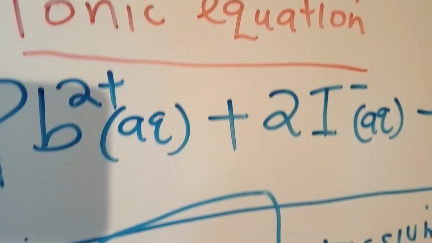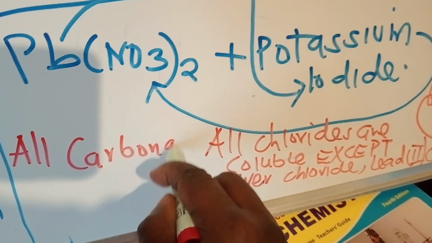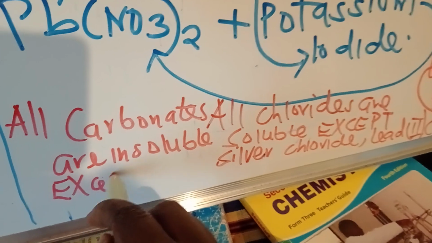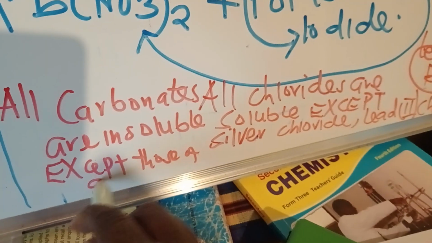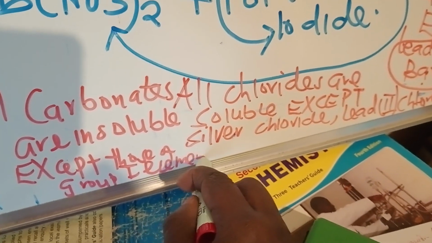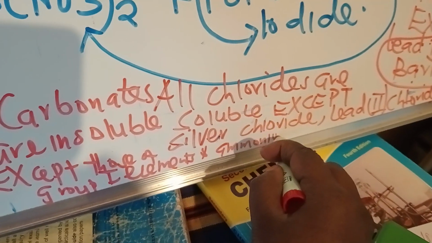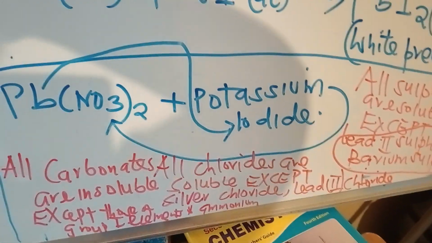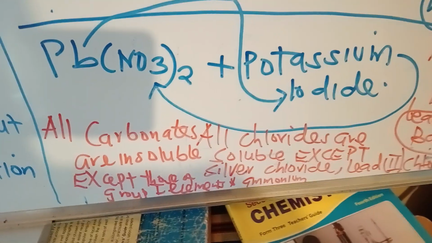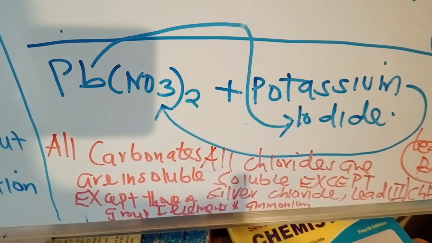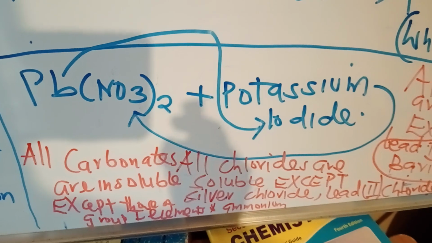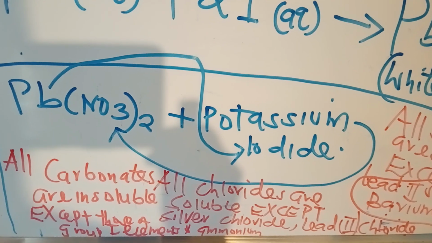Then we have all carbonates. All carbonates are insoluble except those of group 1 elements and ammonium. So as long as you're not using any element like potassium, lithium, sodium, those are group 1 metals, or even ammonium to combine with the carbonate, then any other carbonate is insoluble, meaning you can also be targeting any one of them as the salt that you get on the product side.